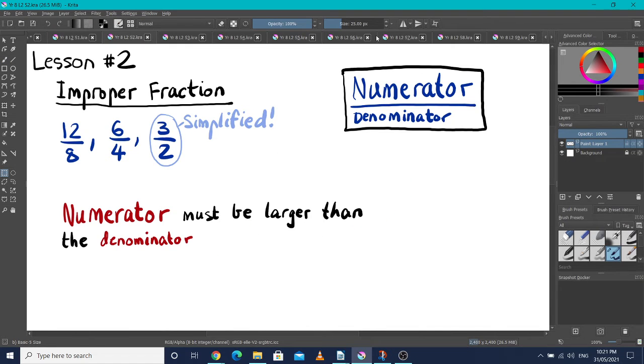So first of all, we must remember that with a proper fraction, the numerator is smaller than its denominator. But with an improper fraction, its numerator is always larger than its denominator. And we have an example of an improper fraction being 12 over 8. We can simplify this to 6 over 4, and then even further to 3 over 2, which is its simplest form.